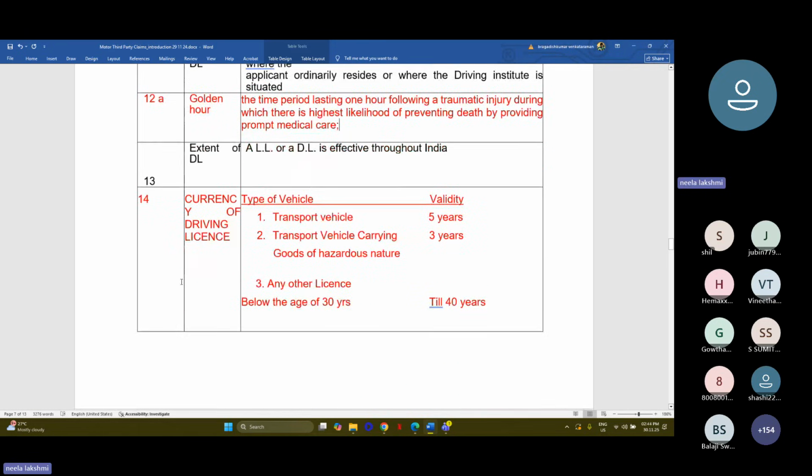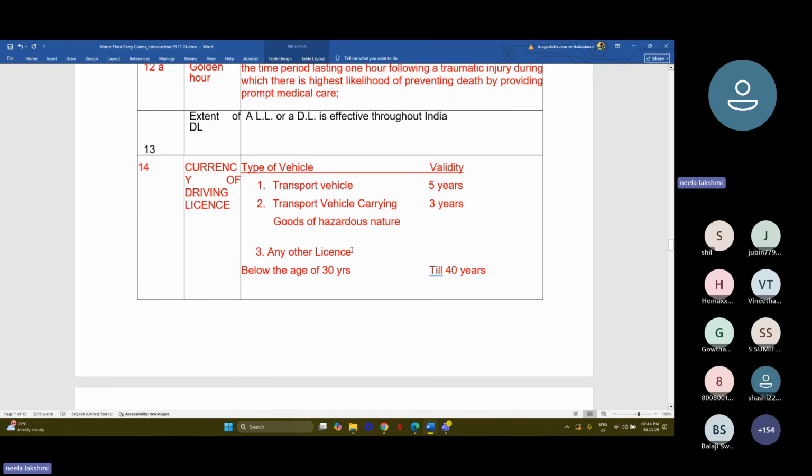Next one, there are changes in section 14, currency of the driving license. There are major changes. I have given it here; you can easily make it out. Transport vehicle, it is 5 years validity. Transport vehicle carrying hazardous goods, 3 years validity.